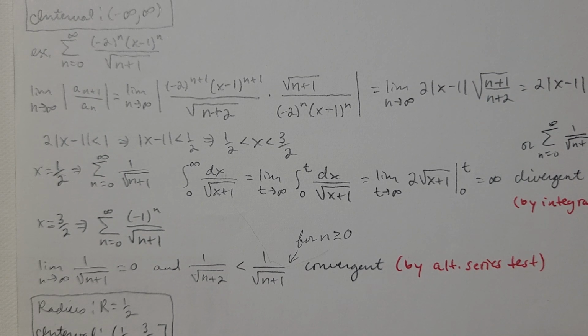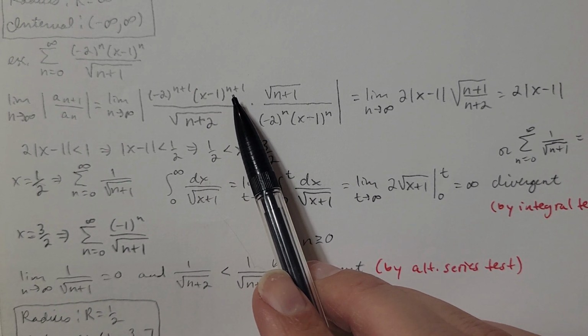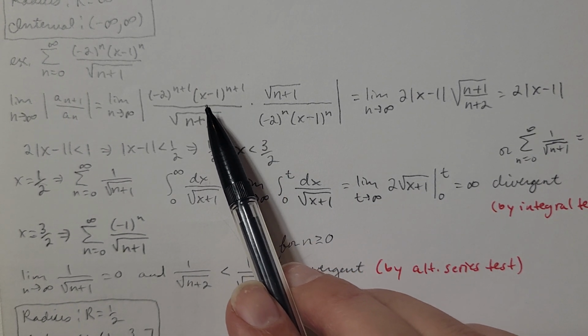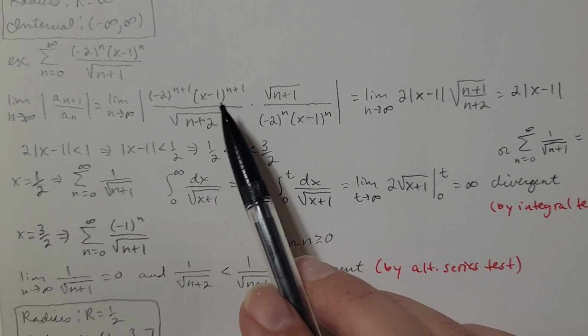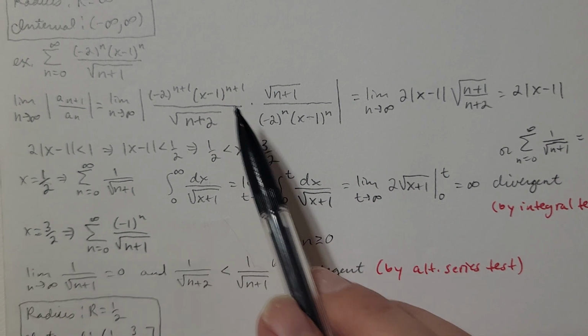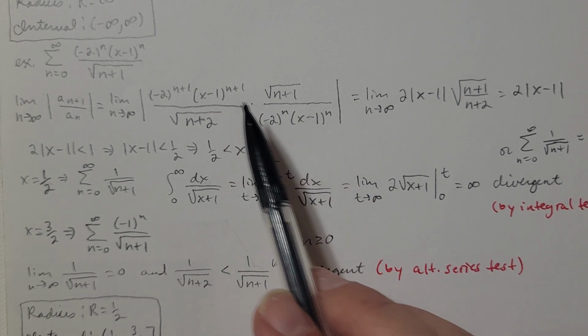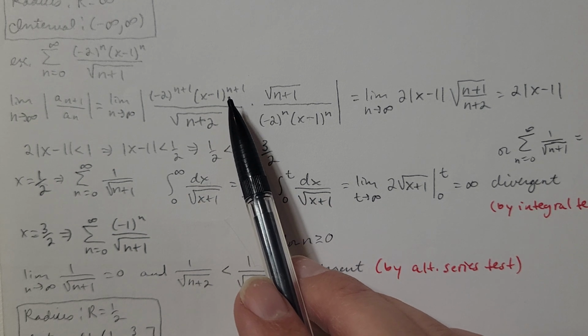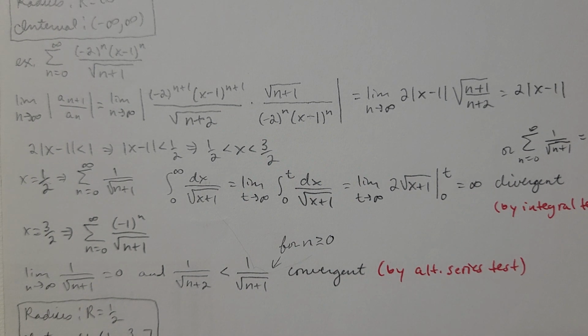Okay? And then with the x terms, so x minus 1 to the n plus 1, that's the same as x minus 1 to the n times x minus 1. I have an x minus 1 to the n down under, so I'll be able to cancel those. And I've got another x minus 1 term left over. Now, I need to keep the absolute value bars around the x minus 1 because x can be anything.